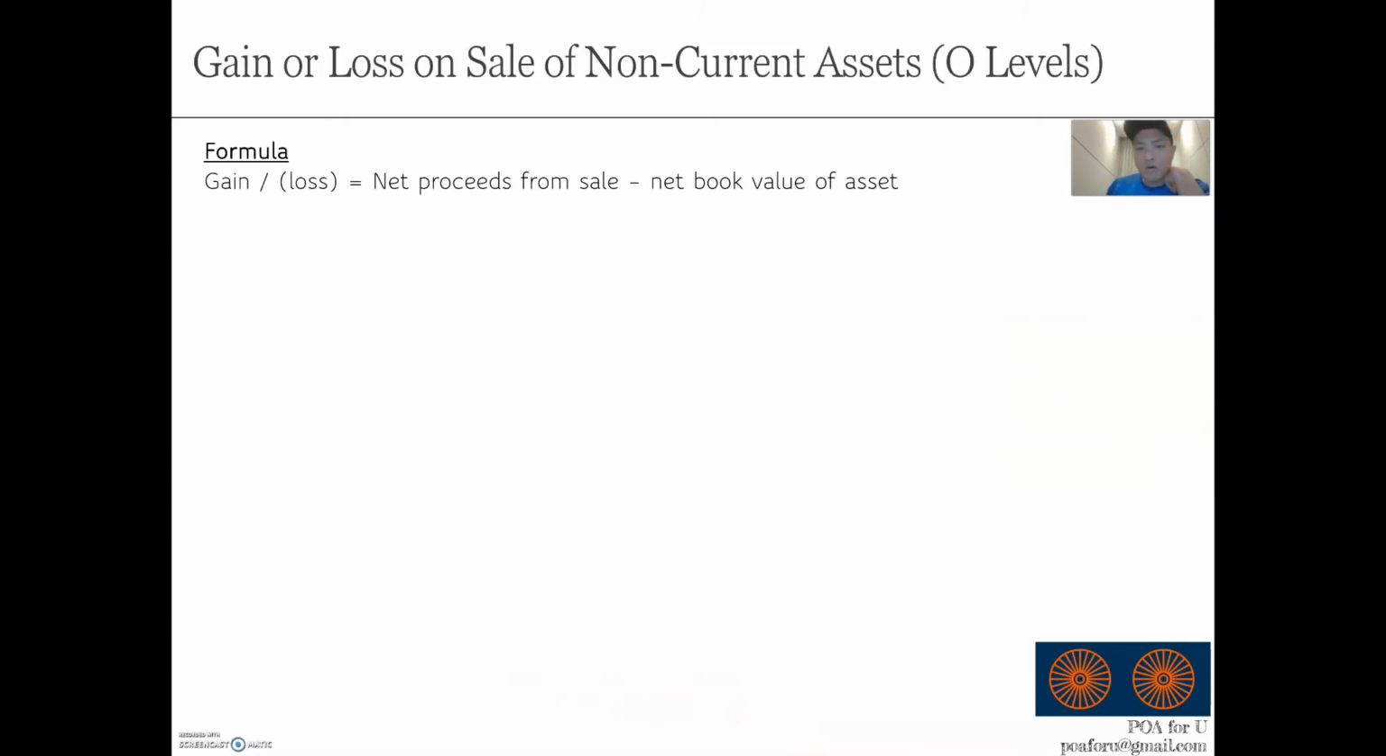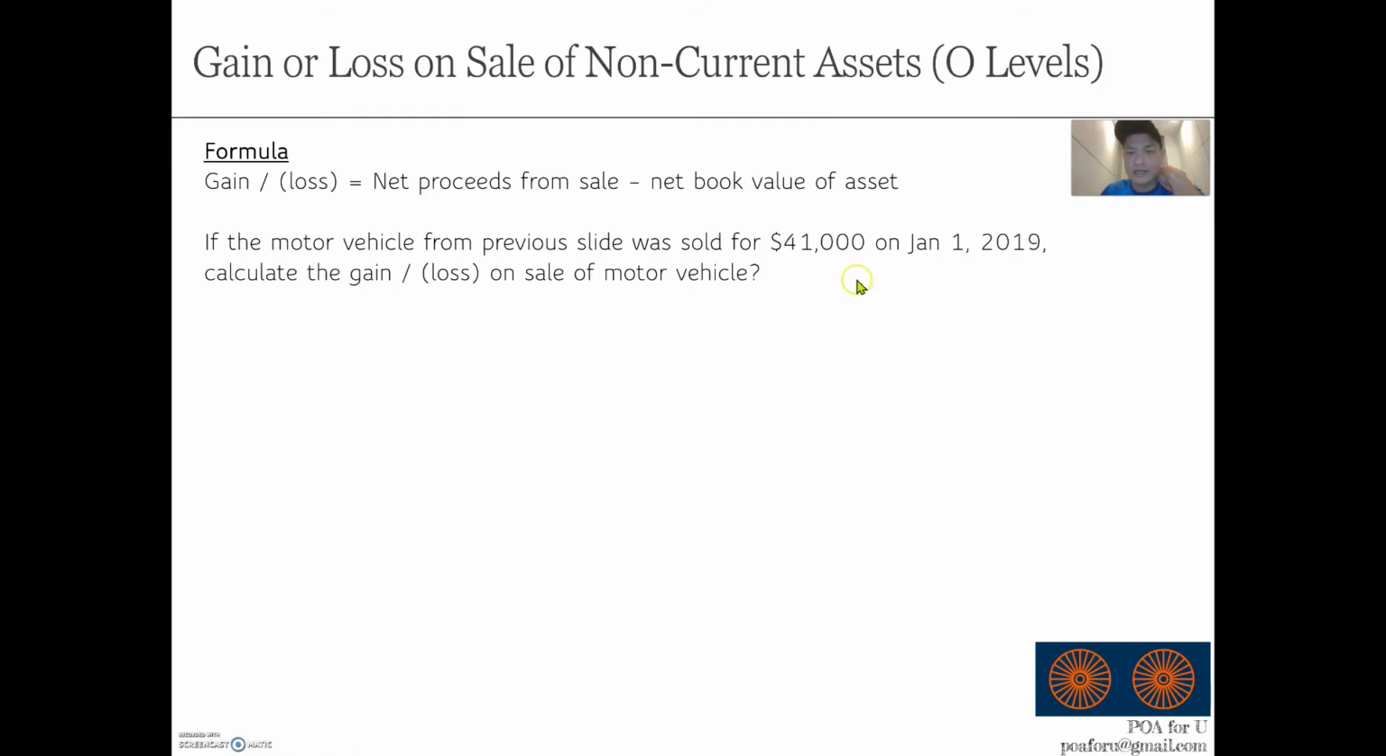All right, before we go on to that, O-level students, you have to understand what gain or loss on sale of non-current assets are. Basically, that is just the net proceeds from the sale, how much you get from the sale of your non-current asset, less your net book value at the time that you sell. Okay, let me give you a few examples. Let's try and understand it through that.